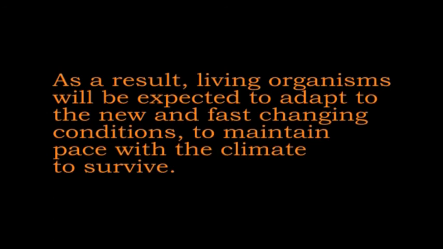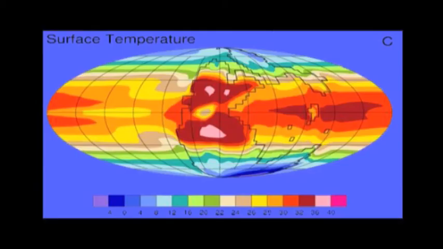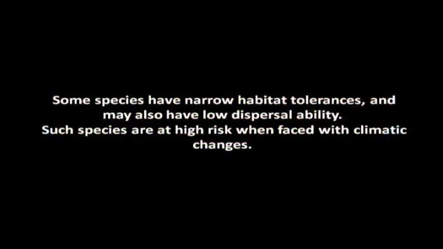As a result, living organisms will be expected to adapt to the new and fast changing conditions. Climatic changes will have profound effect on ecosystem functioning, community organization and dynamics. Different latitudinal zones support portions of the world's biological diversity with climatic changes. There are population movements and all the zones of the world are affected by these. Some species have narrow habitat tolerance and may also have low dispersal ability. Such species are at high risk when faced with climatic changes.